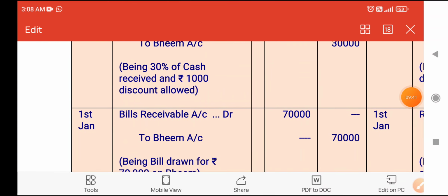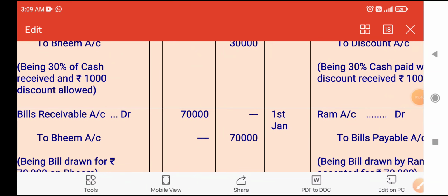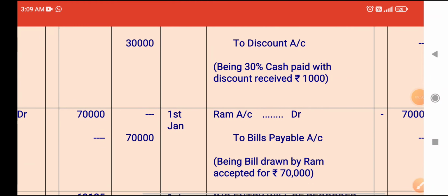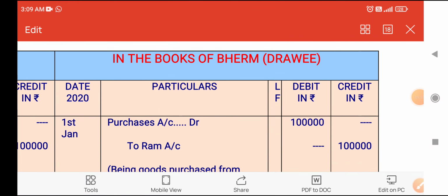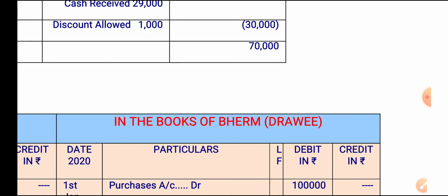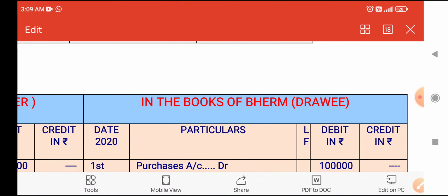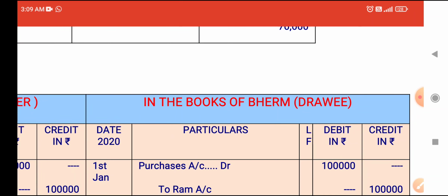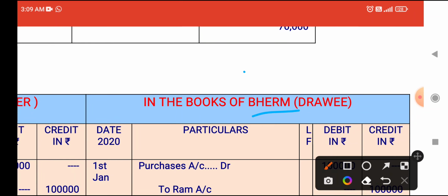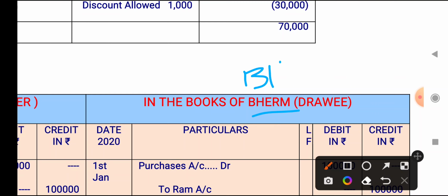So in Ram's books we have completed. It is 9.5 minutes already. Okay, have patience. We will do it in the books of Beam. Sorry, there is a print mistake here. It is Beam, not Ram. I'll correct it. So Beam, the drawee.